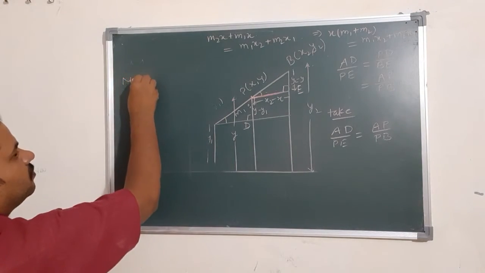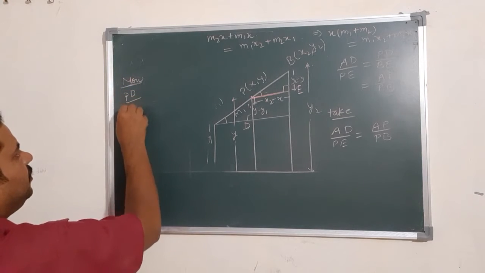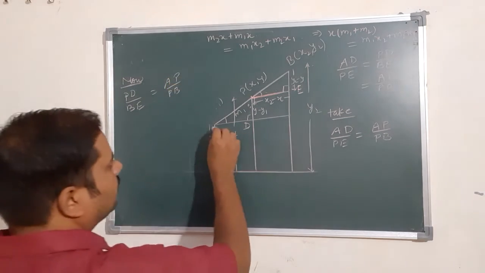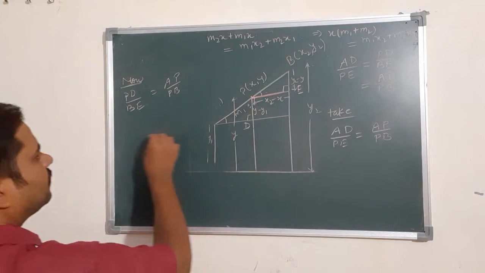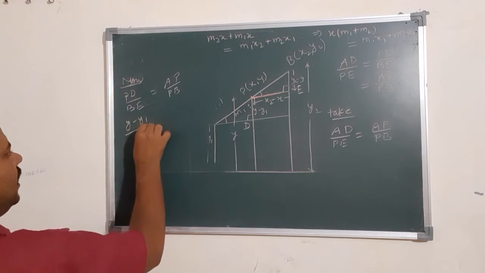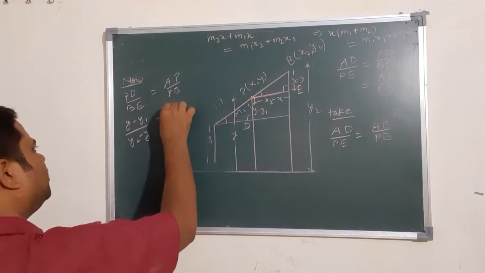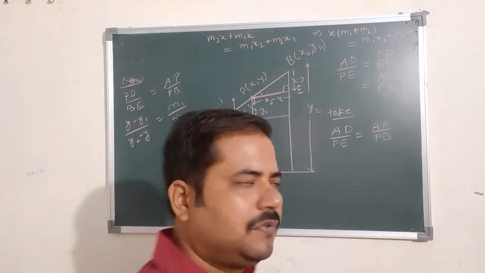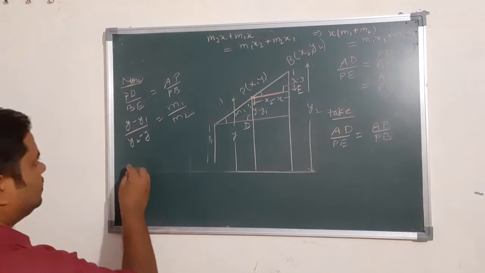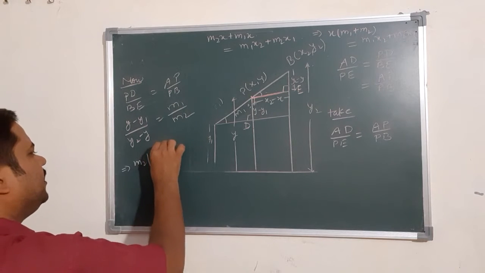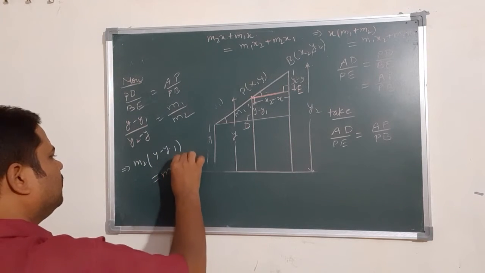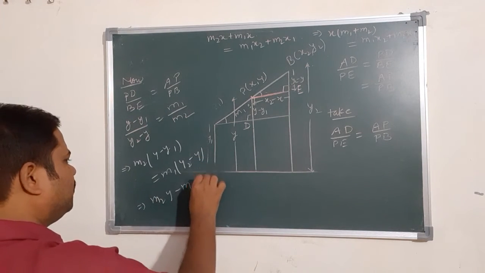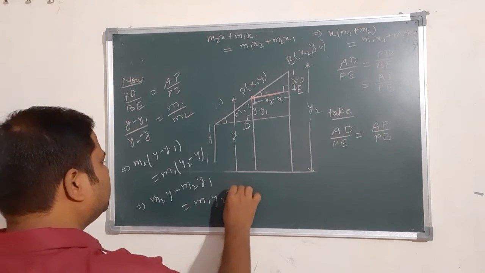Now PD upon BE is equal to AP upon PB. So PD is y minus y1 divided by y2 minus y, which is equal to m1 upon m2. If we solve it, we will get m2 into y minus y1 is equal to m1 into y2 minus y. So this is m2 y minus m2 y1, and this is m1 y2 minus m1 y.